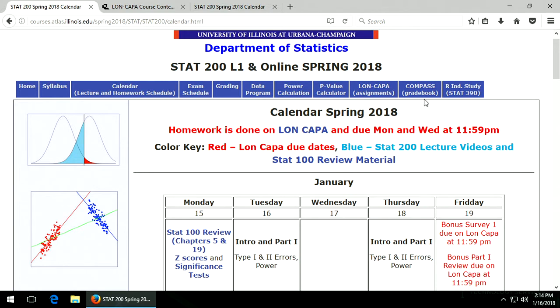And one is where you turn in anything that's graded, bonus work and homework. That's LON-CAPA. Anything that's graded is going to be graded there. And the third one is Compass, and that's where we're using it as a grade book and for me to make announcements. So any questions so far about anything I've said? Okay, so now let's see.